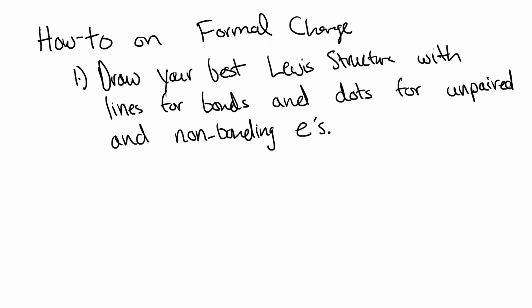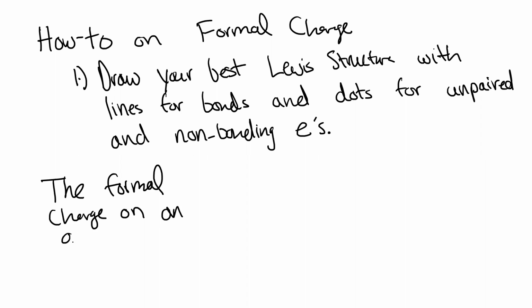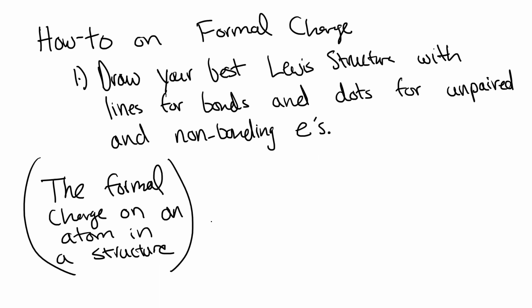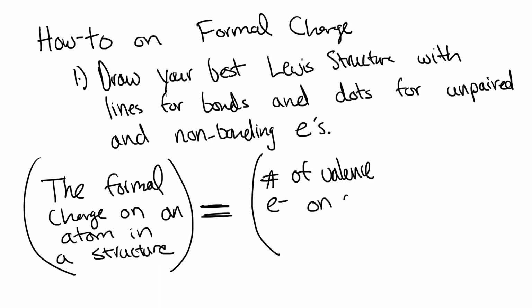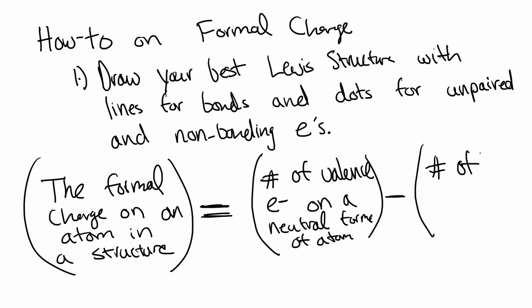Good so far? Okay. Now, the formal charge on an atom in a structure is equal to the number of valence electrons on the neutral form of the atom, minus the number of things surrounding the atom.